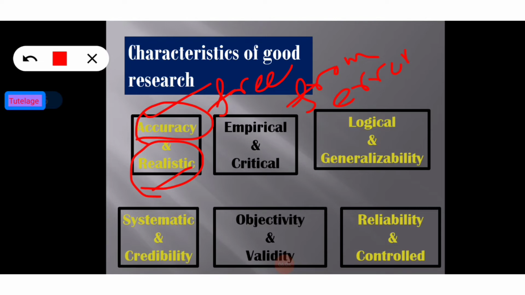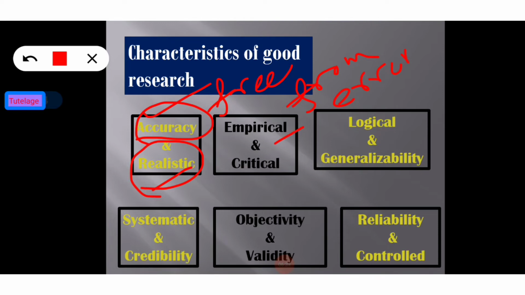Good research should be realistic. It should deal with some real problems of the world. The results should be realistic always. Research with spurious results will be of no use. So good research should be realistic always. Now going to the third one, that is empirical.